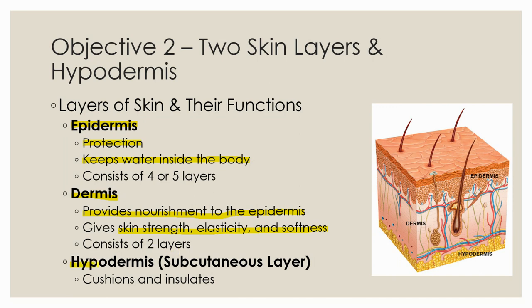And then once again, we have the hypodermis. Remember that it is not part of the skin, but its job is to cushion and insulate because it is primarily made of fat. Another word for that is subcutaneous. Cutaneous referred to those skin membranes, and sub means below. So the hypodermis, the subcutaneous layer, literally means below the skin.